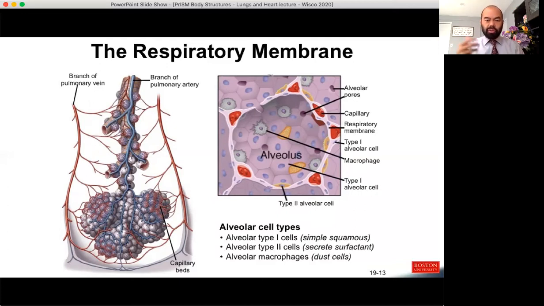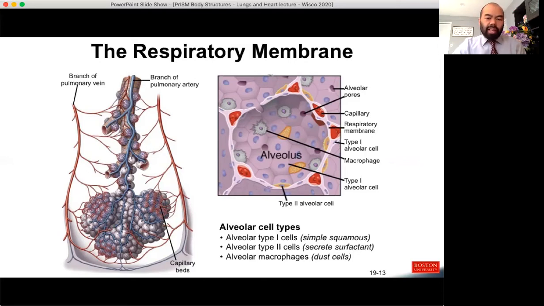If there is too much of an accumulation of particulate matter, these macrophages will actually migrate into the respiratory membrane and cause an inflammatory reaction. And it's that inflammatory reaction which can cause all sorts of problems, one of which could be eventual scarring of the respiratory membrane and actually destruction of the alveolar wall.